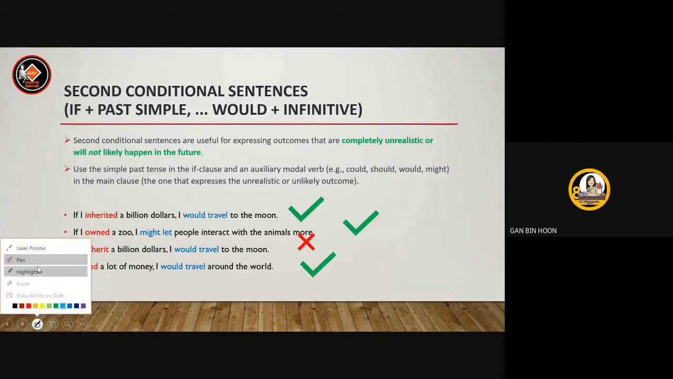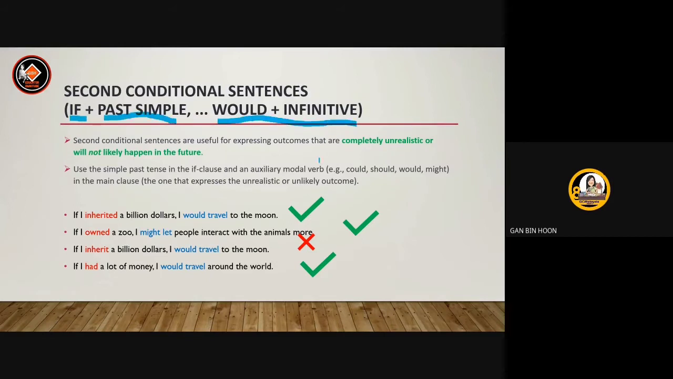Okay, let's look at the third one, which is the second conditional. Okay, I use a highlighter. Second ni formula dia senang saja. If campur dengan past, campur dengan would. Kenapa would, teacher? Yes, tak boleh guna will, kena guna would. Why?